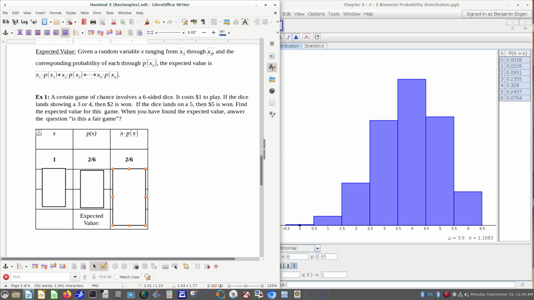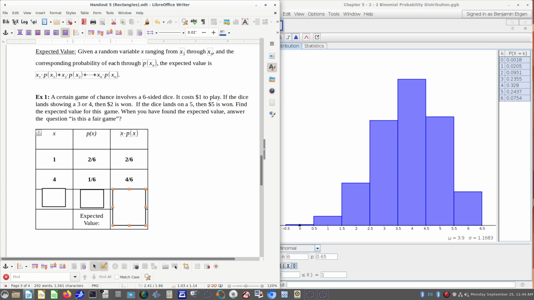It says if the dice lands on 5, then $5 is won. Of course that means that we are $4 ahead. That only happens 1/6 of the time. And of course 4 times 1/6 is 4/6. Keeping the 6th just so the arithmetic's a little bit easier.